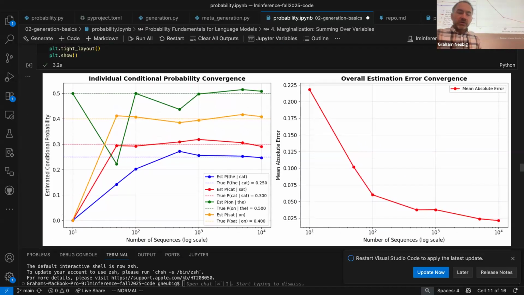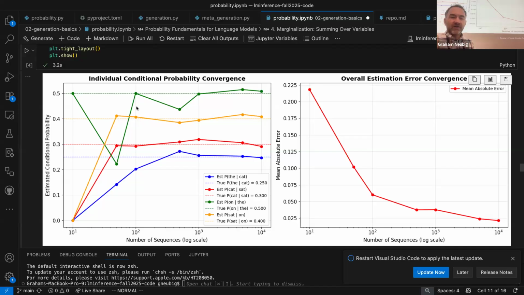What we can see is if we sample 100 outputs, the actual conditional probability of on given the is 0.5, and we happen to get it exactly right when we sampled only 100 outputs. But for all of the other ones, we actually got zero. We got 0% probability for sat given on, for instance. So basically, if we only sampled 100 examples, we got a really bad estimate of many of these.